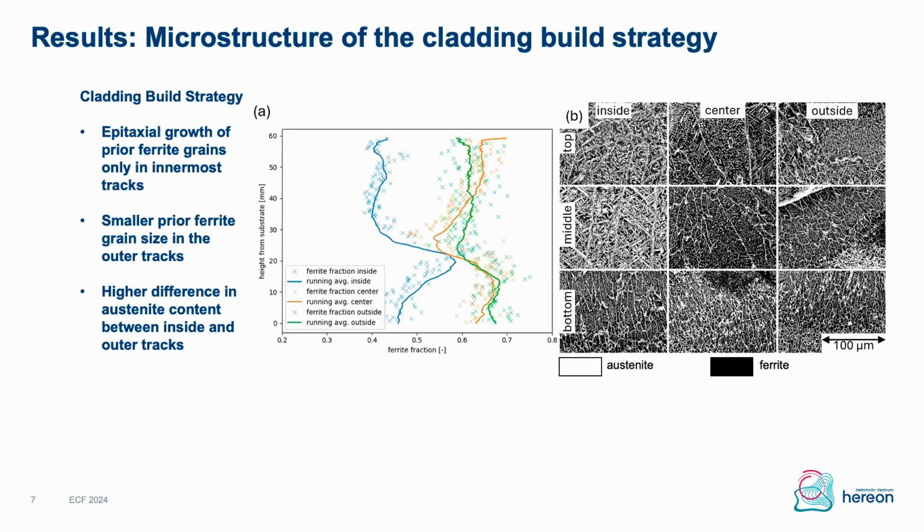suppressed. In summary, we also observe a much higher difference in austenite content, which is really nice because then on the inside we can have increased corrosion resistance, and on the outside where we don't have these additional loads, we can have increased strength.